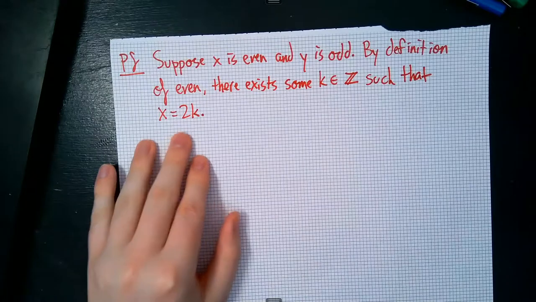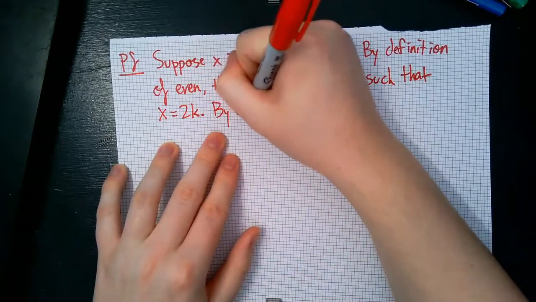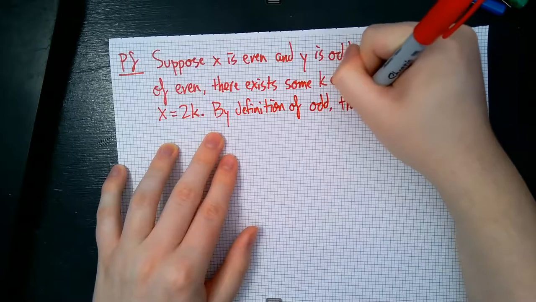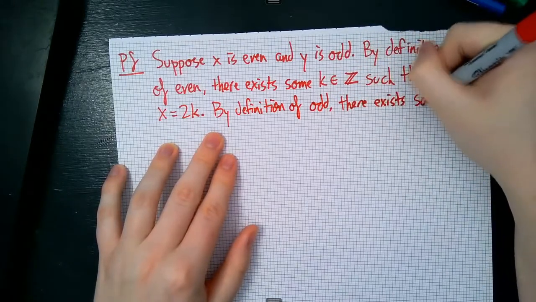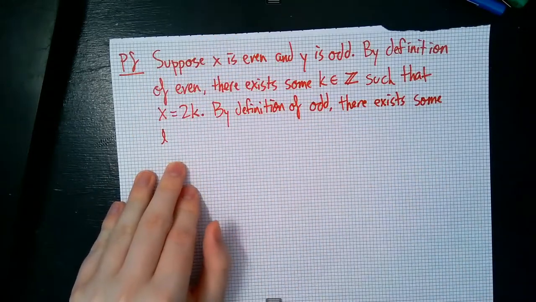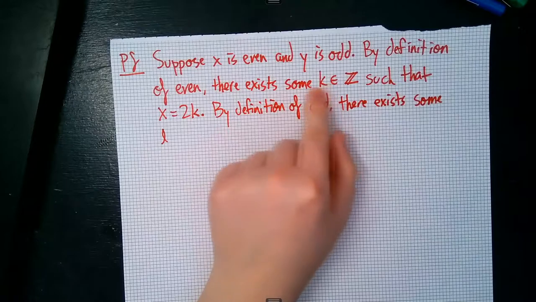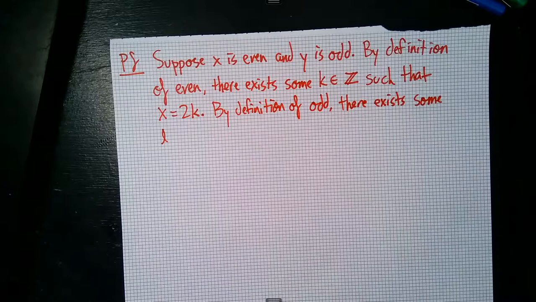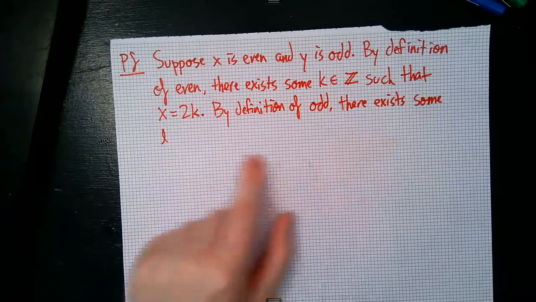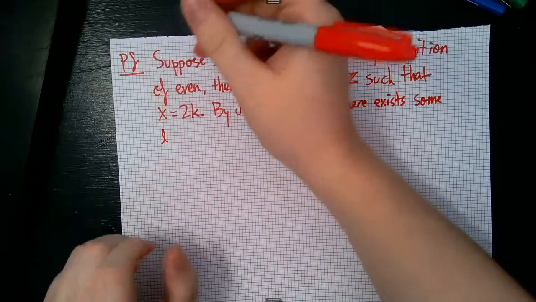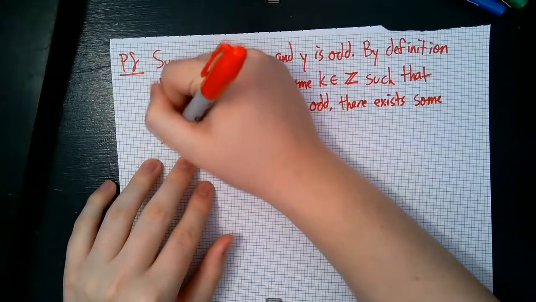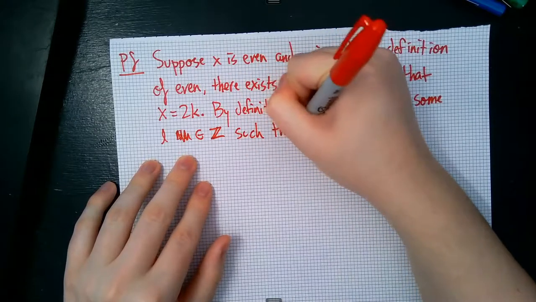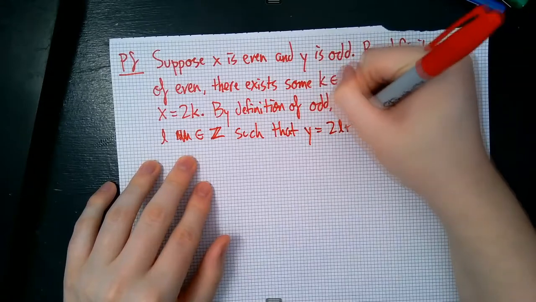And then we'll do a similar sentence for y. So, by definition of odd, there exists some L. And for the same reasons as I mentioned before, we're using L instead of K because we've already defined K up here. We don't want to imply that Y equals X plus 1 here, because that's not necessarily always true. So, there exists some L, no relation to K, such that, L in the integers, such that Y equals 2L plus 1.